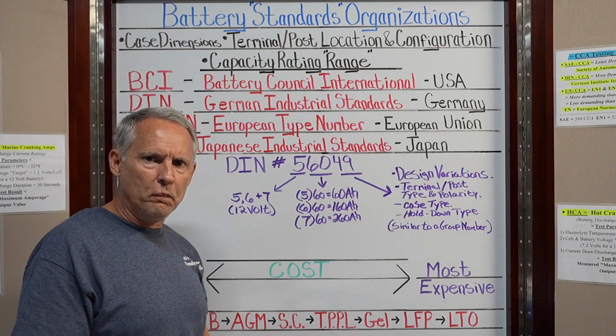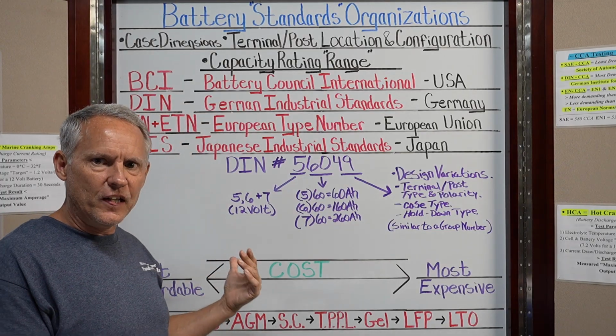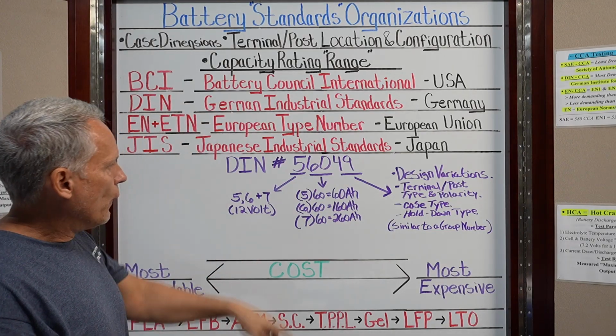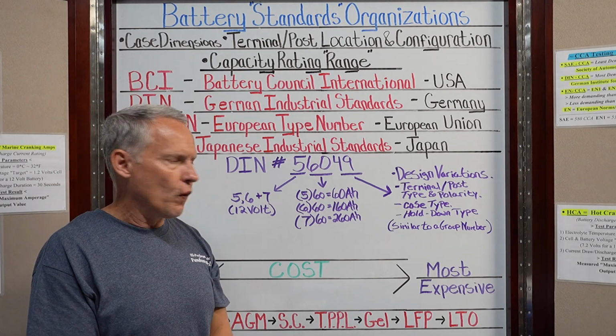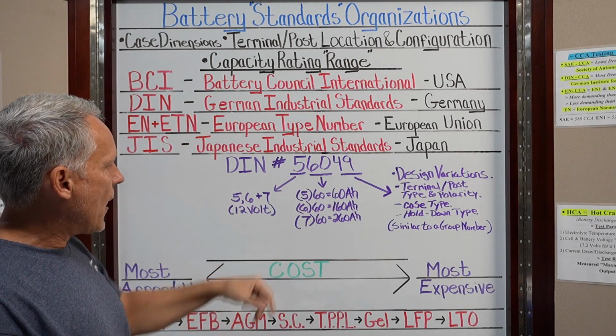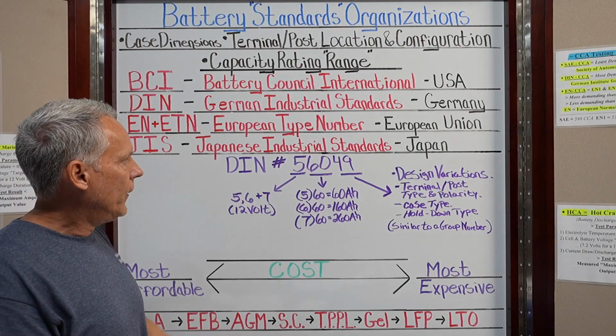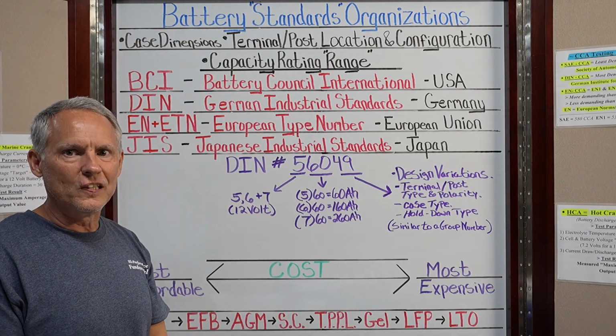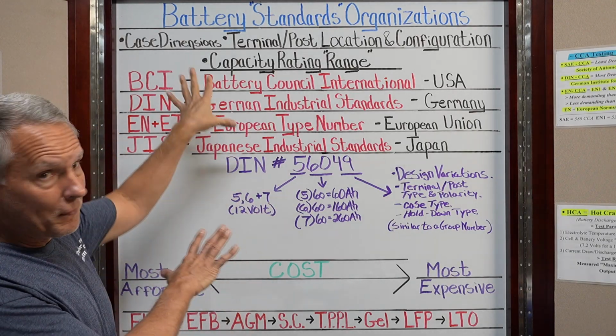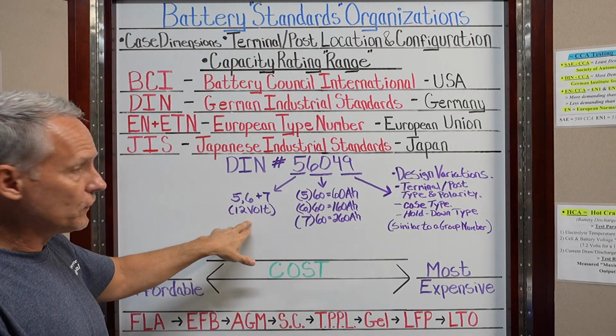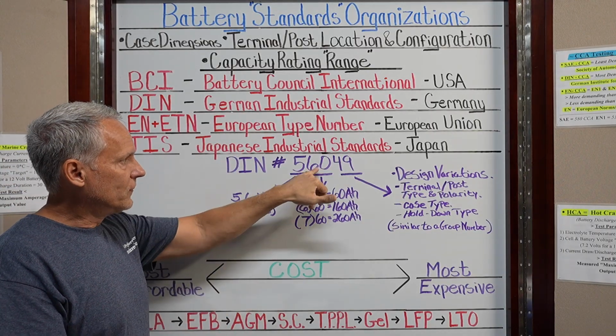Cleared off the board here and put up some information about the DIN number we were talking about. Here's an example, 56049. The first digit, number 5, if it's a 5, a 6, or a 7, that denotes it's a 12-volt battery. If it was 1 or 2, it'd be 6 volts. But in this case, we're not talking about 6-volt batteries, so 5, 6, and 7 tells us it's a 12-volt battery.